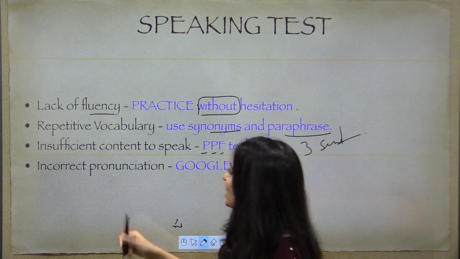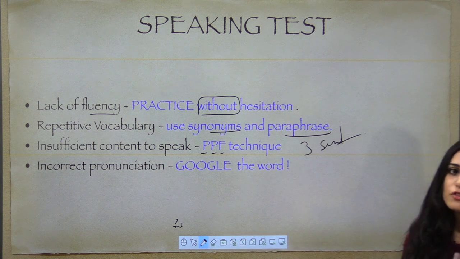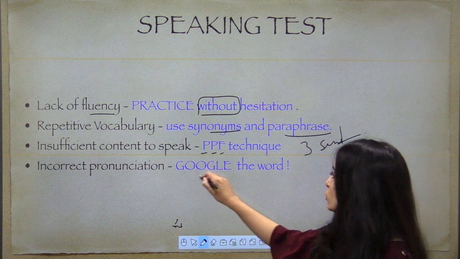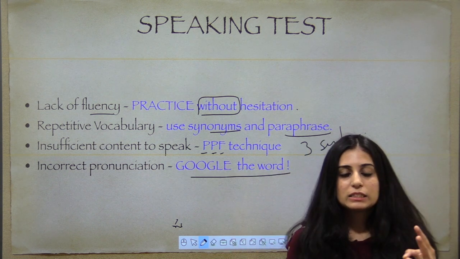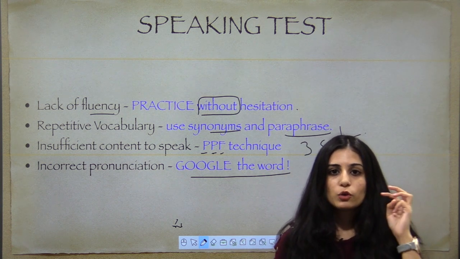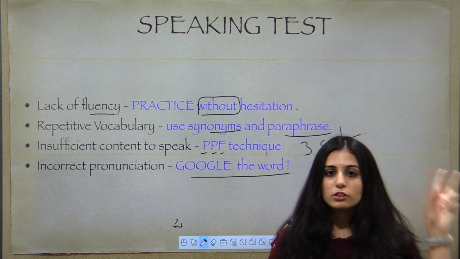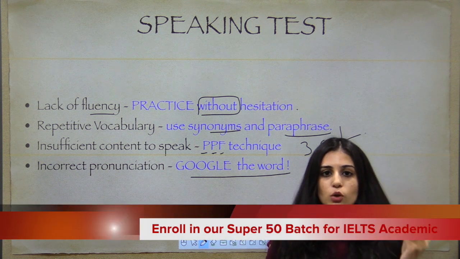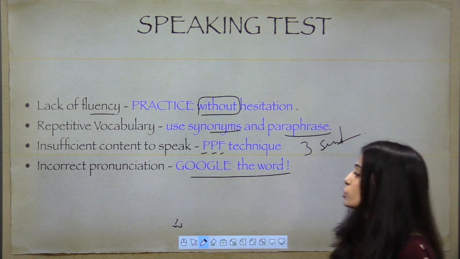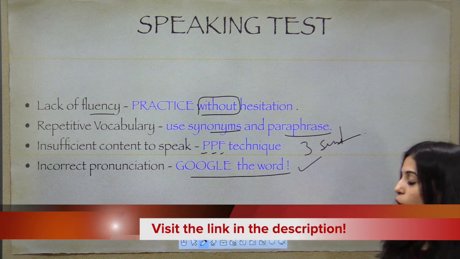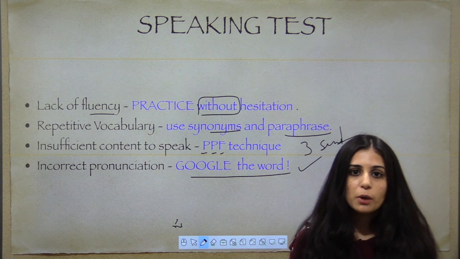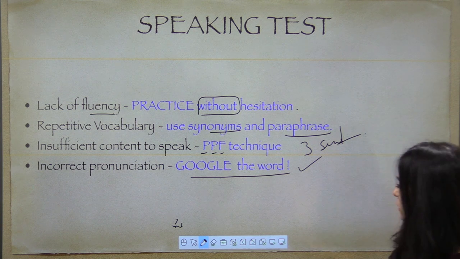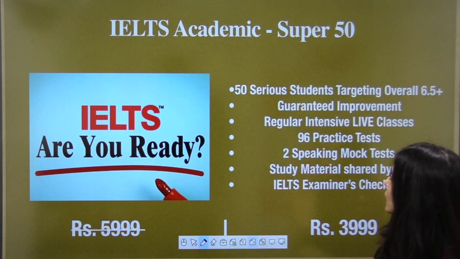Incorrect pronunciation. If you're aware of the fact that you're mispronouncing a word, then all you have to do is Google that word, listen to it at least 3 times every day for 1 week. And if you listen to it 3 times and repeat it after Google says it, you will be able to understand the different kinds of syllables used in that particular word. So it's important that you inculcate this habit of searching for the words that you're unsure about or you think you will be mispronouncing. So this is all about the speaking test.